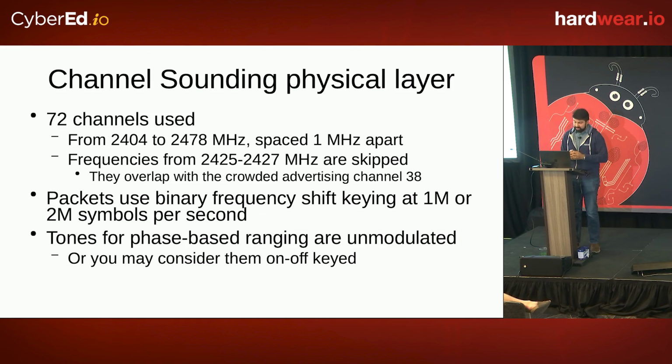For packets, they can use either the 1 megabit per second or 2 megabit per second PHY. That's the number of symbols per second in there. The PHY works pretty similar to just regular Bluetooth Low Energy. The only difference is there are slight differences to the deviation of the modulation.